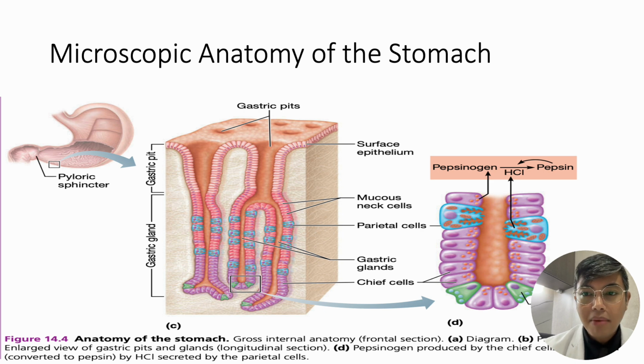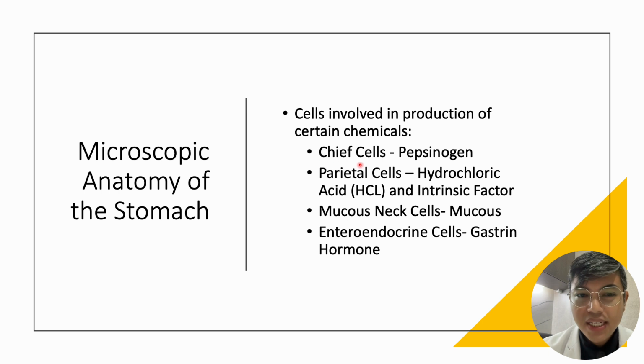So, sabi dito kay Marieb, the chief cells is the one responsible for your pepsinogen. Your parietal cells is the one responsible for producing your hydrochloric acid and intrinsic factor. Your mucous neck cells is the one responsible for producing your mucus. And your enteroendocrine cells is the one responsible for producing your gastrin hormone.